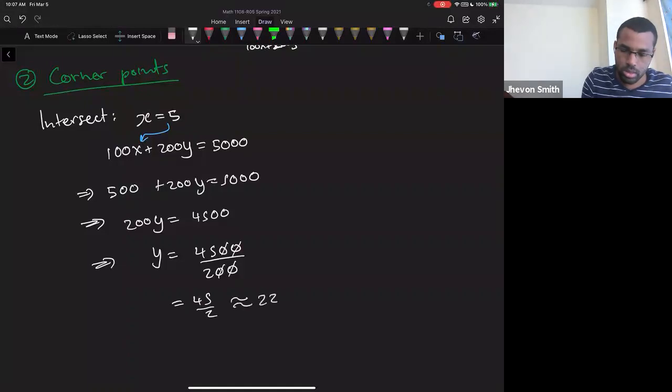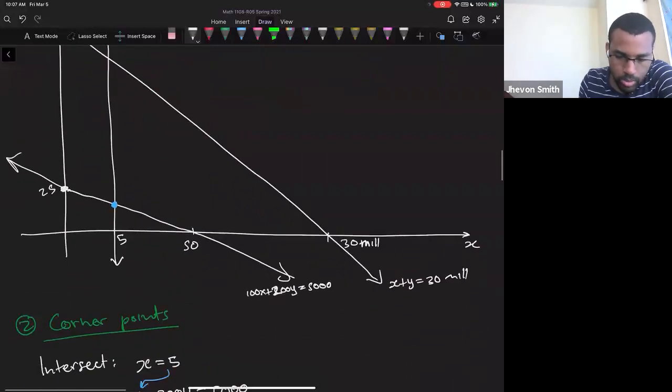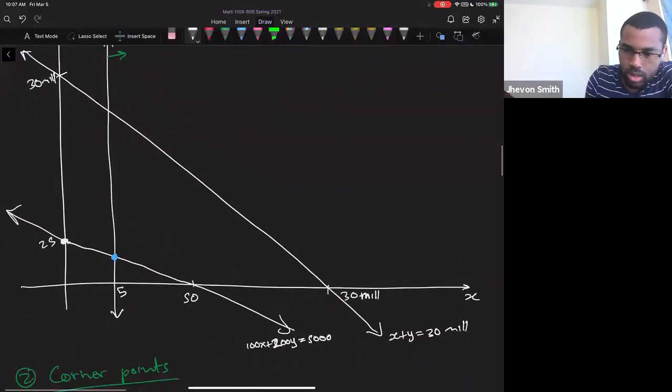Roughly 22.5. Okay, so that is at level 22.5.